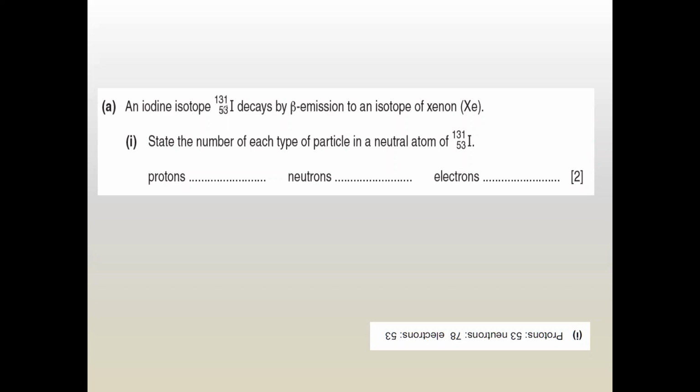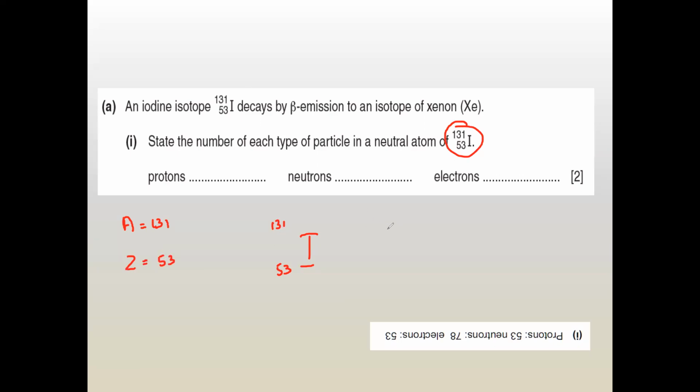Next, an iodine isotope is there, which is 131 and 53. It decays by emitting beta, and an isotope of xenon is formed. Emission is there because a radioactive isotope can emit radiation such as alpha, beta, and gamma. The question is: state the number of each type of particle in a neutral atom of iodine 131, 53. So the nucleon number is equal to 131 and the atomic number, the proton number, is equal to 53.